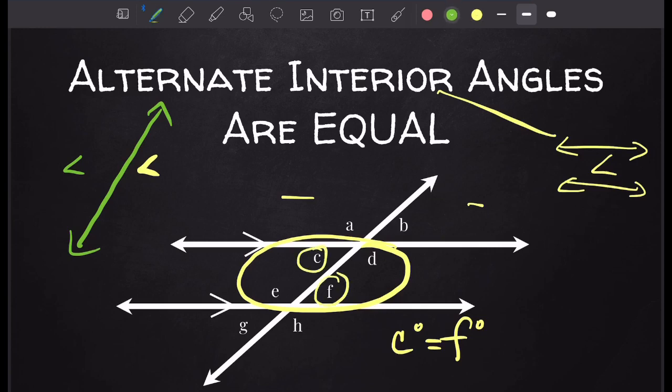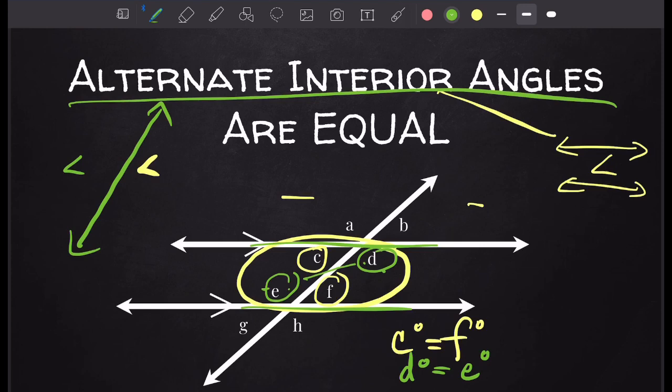Is there another set of alternate interior angles? Yes. D and E. One is at the left, one is at the right. They are both in between the parallel lines and they are across each other. So the measurement of angle D is equal to the measurement of angle E because they are alternate interior angles. Okay?